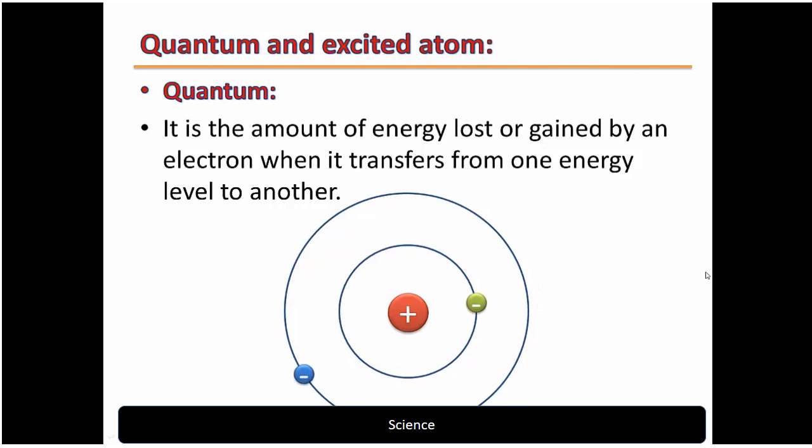It will rotate in this higher energy level until it loses the quantum of energy again, and it will return back to its original energy level. So by losing a quantum of energy, electron will move from a higher energy level to a lower one. By gaining a quantum of energy, electron will move from a lower energy level to a higher one.